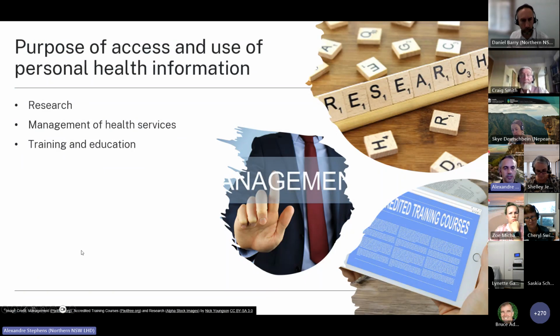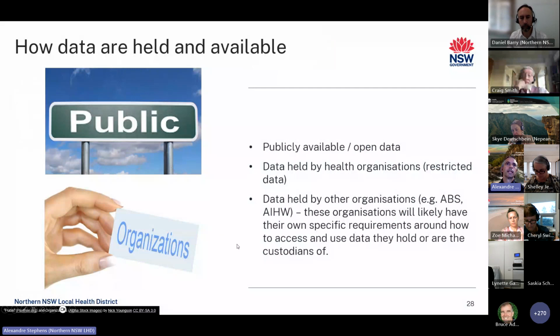Dan's touched on this a little bit. We've taken the lens of research for this particular presentation, but accessing and using personal health information can be done for a variety of purposes in addition to research. I've noted here the management of health services, training and education. And the reason why I'm mentioning that is the regulatory and authorizing environment to be able to access and use that data tends to try to couple all of the processes for any number of those reasons. And so there's a certain level of commonality in terms of what you need to do to access that data for those variety of purposes.